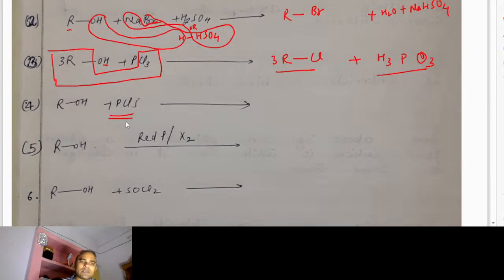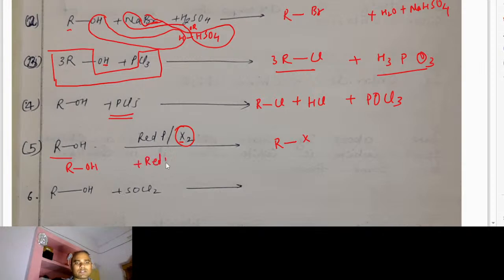Now if you are taking PCl5, the first compound is RCl, then HCl, and the last one is POCl3. You can check this; if you balance it, it is obviously balanced. Here the alcohol is treated with red phosphorus and halogen. It is going to give RX, because X is the halogen you used. If the equation is ROH with red phosphorus and Cl2, it is going to give RCl. This will be the product.